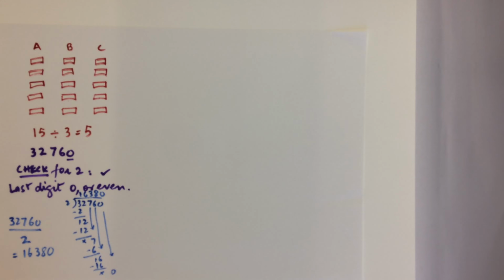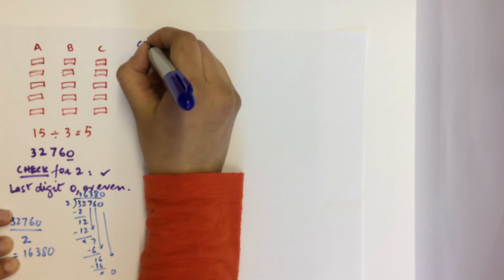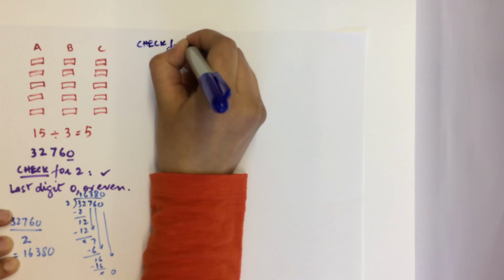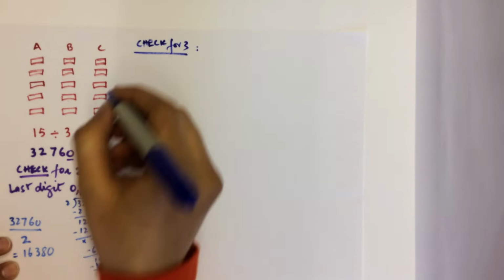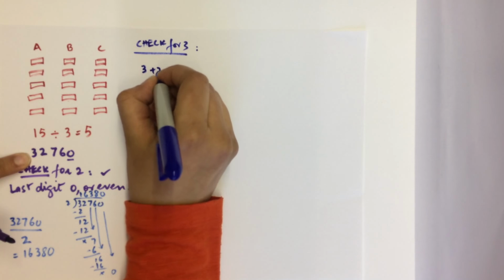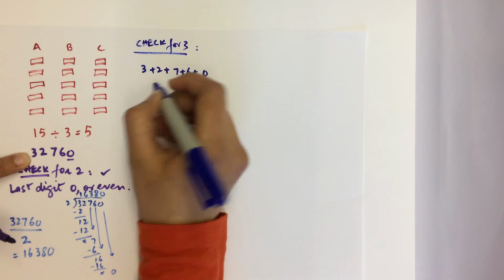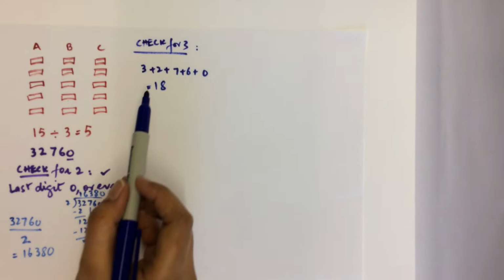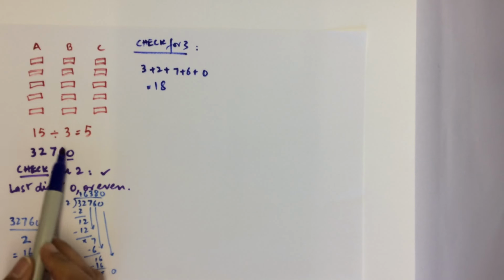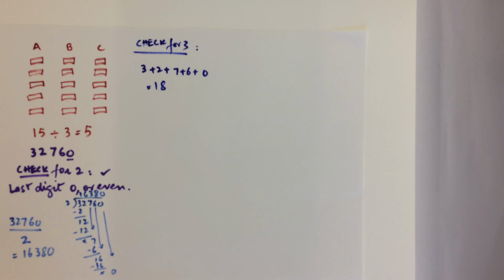It is divisible. The next check is for 3. Here I'll just do the check and you on the side will actually divide and see if the check works. The check for 3 is: if the sum of digits is divisible by 3, then the entire number is divisible by 3. The sum of digits is 3 plus 2 plus 7 plus 6 plus 0, which equals 18. 3 times 6 is 18. So 18 is divisible by 3, hence the entire number will be divisible by 3. Quickly divide it and check here. Meanwhile, I'll move on to the next one.